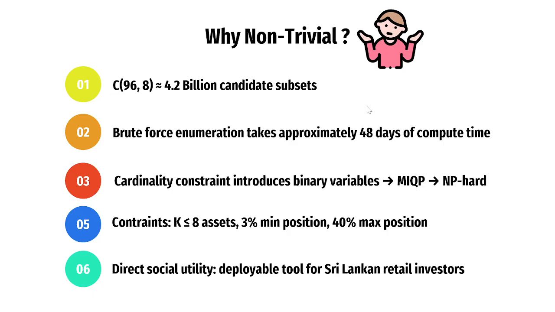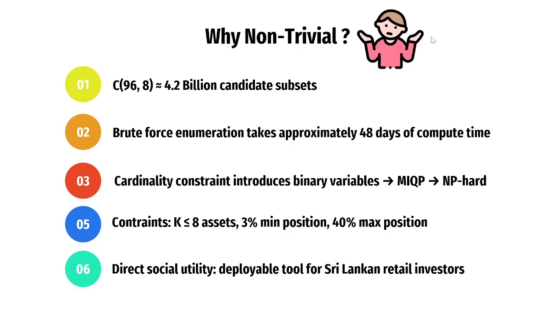This problem is genuinely non-trivial. If we want to pick the best 8 stocks from 96, the number of possible combinations is C(96, 8), approximately 42 billion subsets. We cannot try them all. Brute force would take 48 days of compute time. This is what makes it a real optimization challenge.